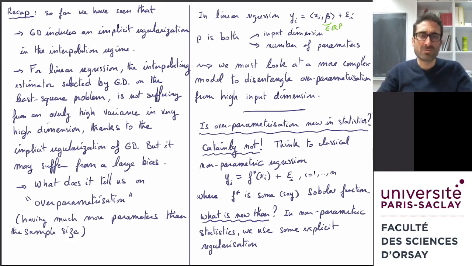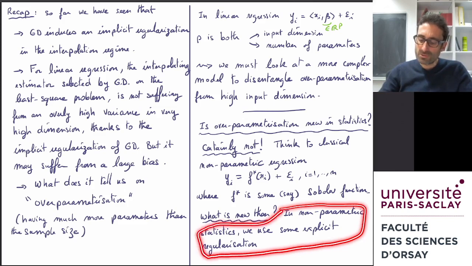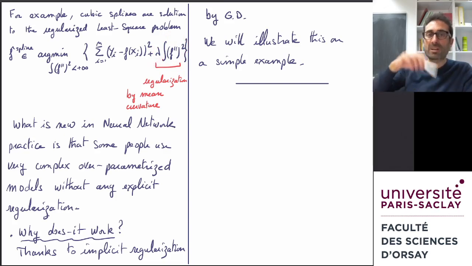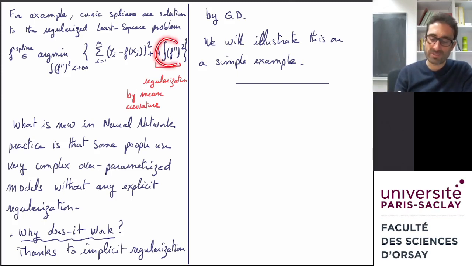So the question is, what is new in the practice of neural networks? What is new is that in non-parametric statistics, we use some explicit regularization. And I want to give an example for this. For example, if you are using cubic splines, typically what you are doing is to use the solution of a least squares problem, which is regularized by the mean curvature. So you are looking at all the functions for which you can integrate the square of the second derivative. You minimize over all these functions the fit of the data, which is given by the square, and you penalize by the mean curvature of your function. And this will prevent you from having too wavy solutions. If you take a lambda which is too small, you will end up with a solution which will be very wavy.